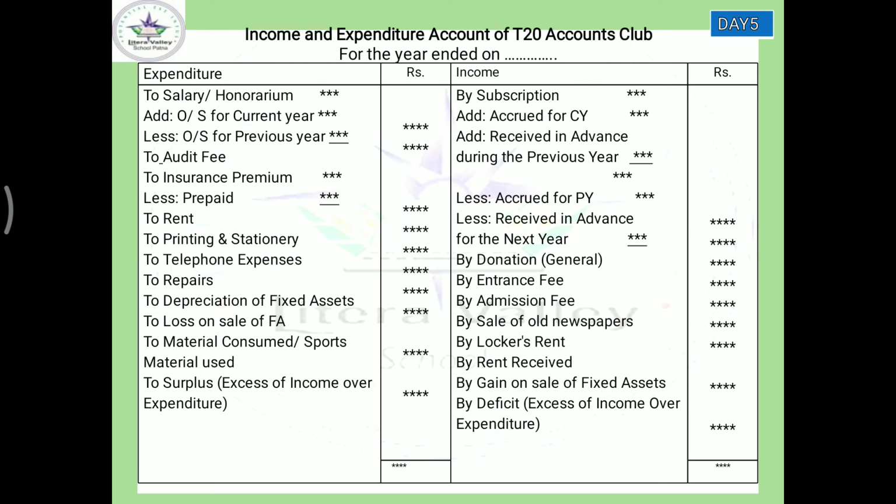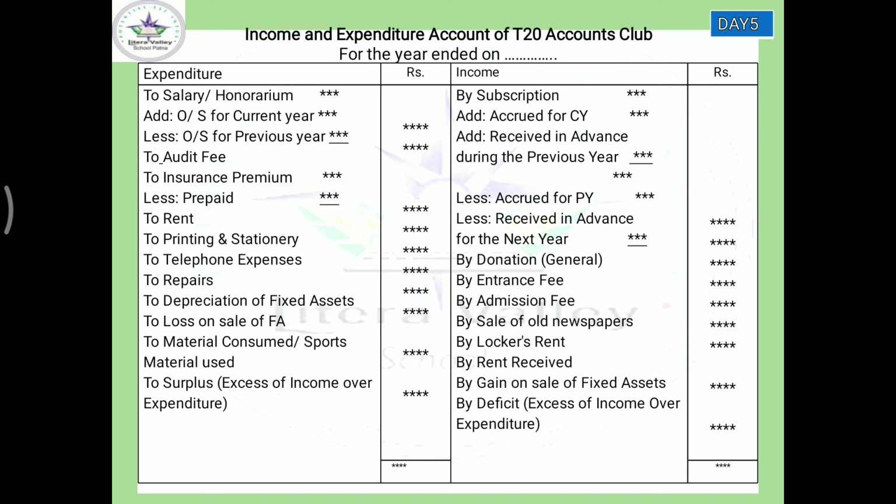Now reduce: less accrued for previous year, subscription of previous year accrued and received this year, then it will be deducted. Subscription received for the coming year, obviously it is not the income for this year. So altogether what I am telling you, when you have to calculate income from subscriptions, always keep in mind subscription for that particular year only will be taken into account as income.